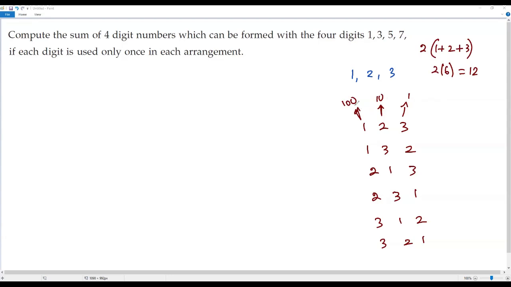In the tens place, I'm getting the total 12. In the hundreds place also, I'm getting the same total 12. Since the sum of the numbers in the ones place is 12, I multiply this 12 by 1. I am getting 12 as a result.